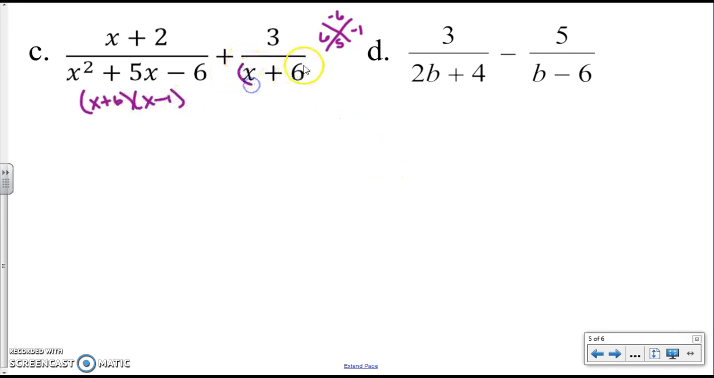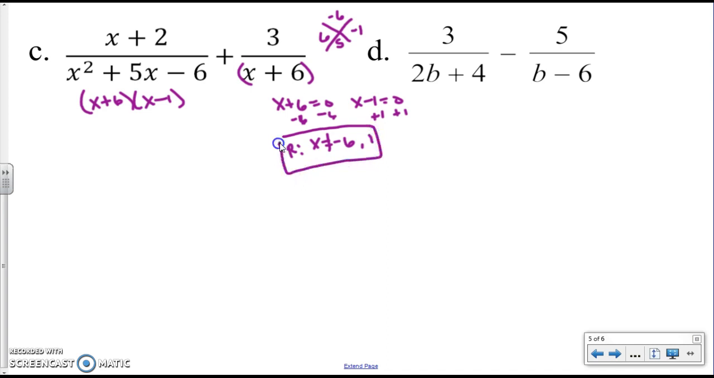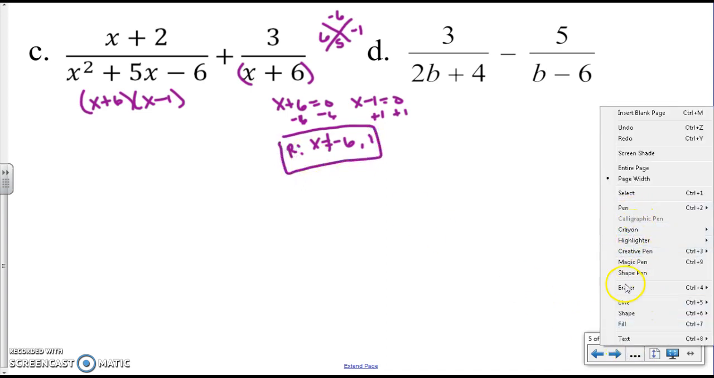Now, the bottom of the second fraction is already factored. So when I look at this, I need to find my restrictions before I can do anything else. So I'm going to go ahead and find those over here. We'll go ahead and do x plus 6 equals 0 and x minus 1 equals 0, and then solve those. If I subtract 6 from both sides, I get x equals -6, and if I add 1 to both sides, I get x equals 1. Those are my restrictions. I don't have to do x plus 6 twice because it's already there. So that is how we handle our restrictions here.